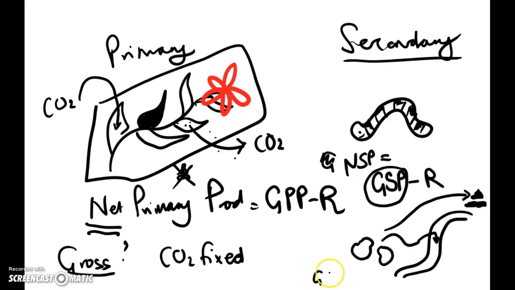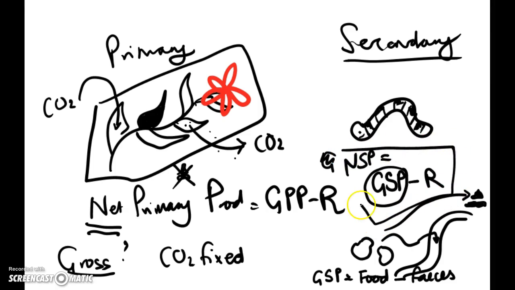So gross secondary productivity equals the amount of food eaten minus the feces, because the feces was not absorbed by the body, and net secondary productivity is that GSP amount minus R.